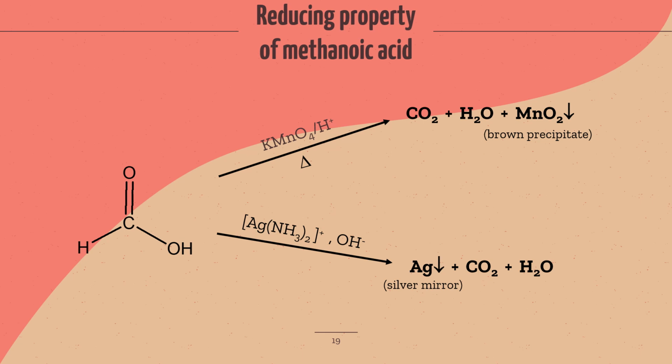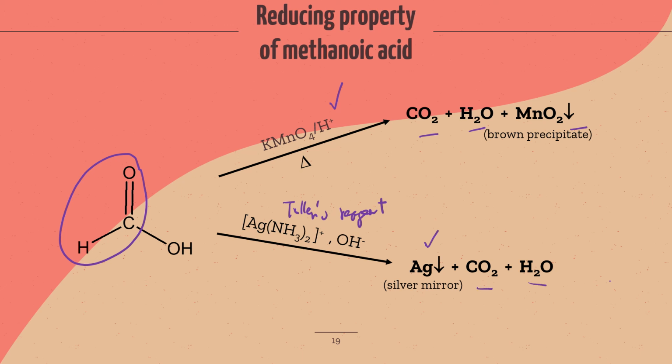So now, to show the oxidations of the methanoic acid, kita akan fokus pada kumpulan carbonyl ini. Okay, so methanoic acid can undergo oxidation by using acidified potassium permanganate in hot condition to form carbon dioxide, H2O, and brown precipitate of MnO2. And the reaction of methanoic acid with this Tollens reagent, okay, so that will give us this silver mirror dan juga carbon dioxide and H2O.